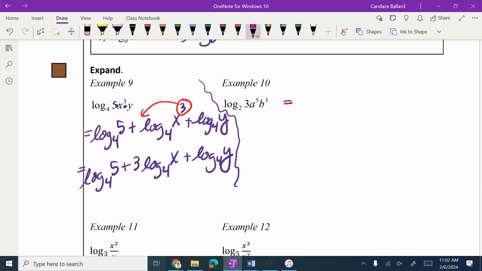Okay, let's check it, okay? So we have multiplication. What does multiplication turn into? Addition. How many am I going to have? 3, right? Because I got 3 things being multiplied. If I only had 2, I would only have 2 things. I would only need 2, okay?